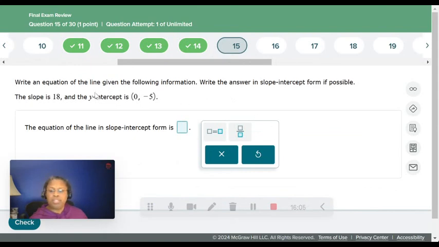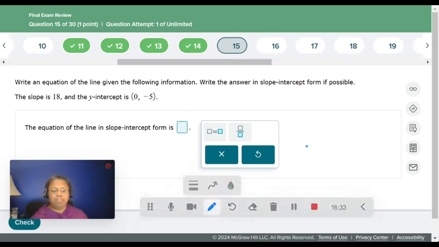Write an equation of the line given, I'm sorry, write an equation of the line given the following information. Write the answer in slope-intercept form if possible. The slope is 18 and the y-intercept is 0, -5. This is the way you write the y-intercept, okay, with the 0 first.